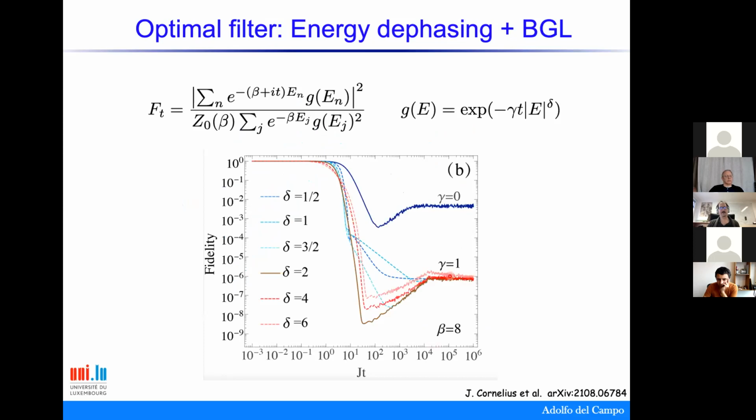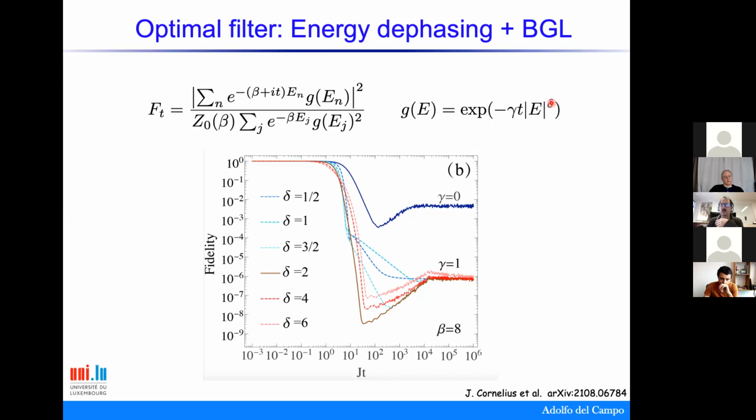And maybe this is just complementary, you may wonder whether balanced gain and loss with energy dephasing is special or not. Are there better filters of the spectrum that can enhance even further the correlations between eigenvalues? And the answer is there are no better filters of this form. We have seen that balanced gain and loss is tantamount to a Gaussian filter. So you may consider other kinds of filters, where now you vary delta, and you make the filter exponential or hyper-Gaussian.